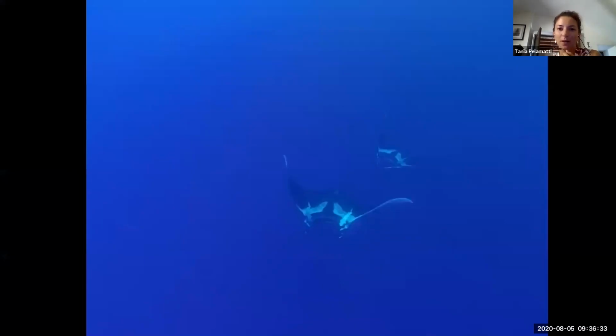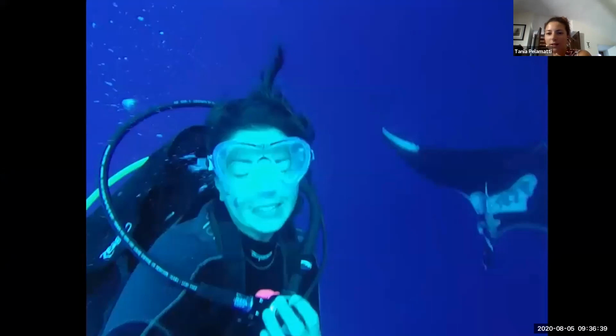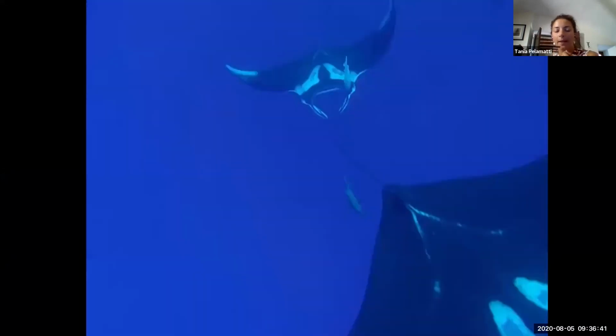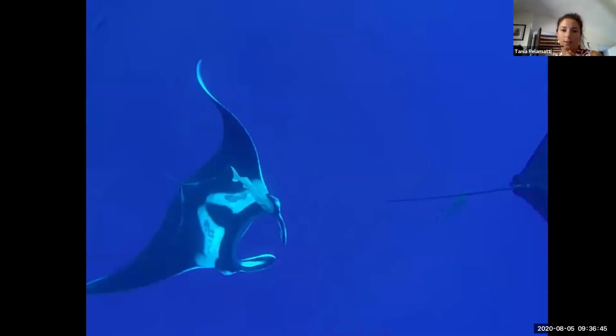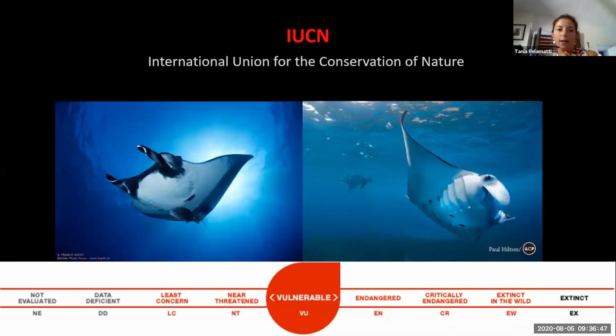And so I've also had the opportunity to swim with oceanic manta rays. Here you can see how big and beautiful they are. They are very, very iconic species, and they are vulnerable to extinction. So the IUCN, the International Union for the Conservation of Nature, has actually listed them as vulnerable to extinction. So they are a species that is at risk of being extinct in the future.